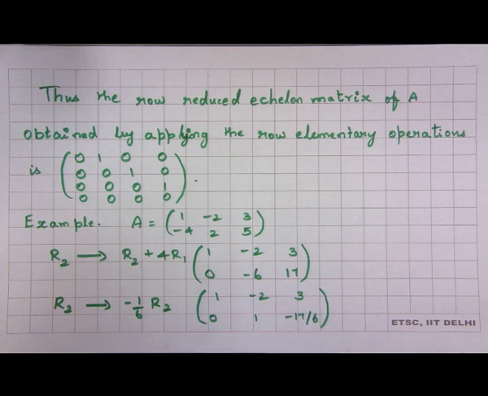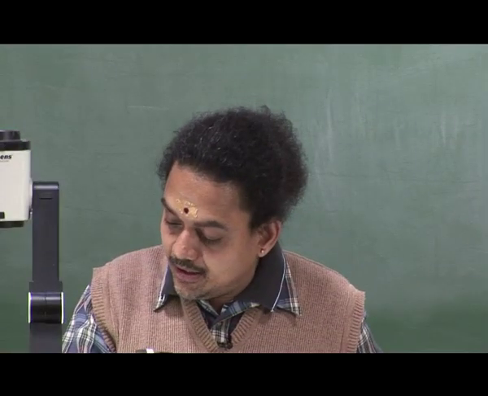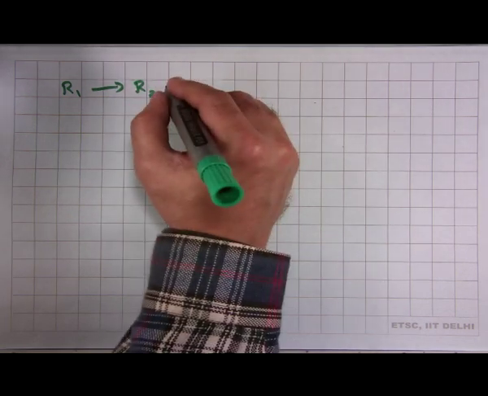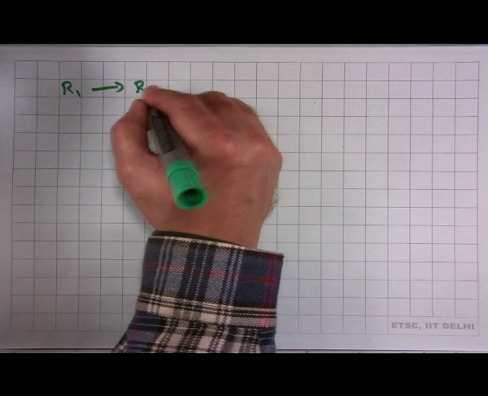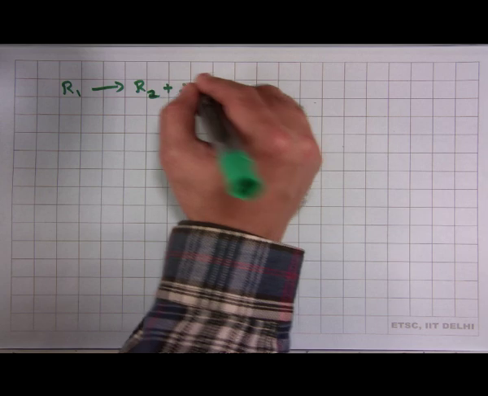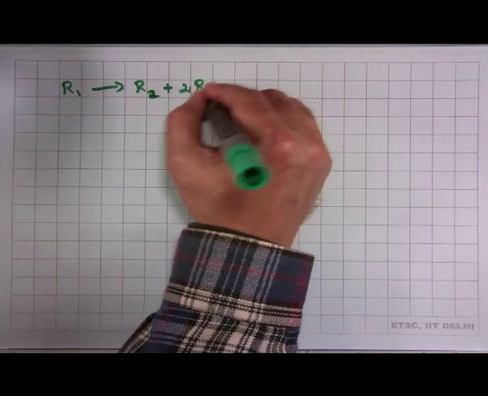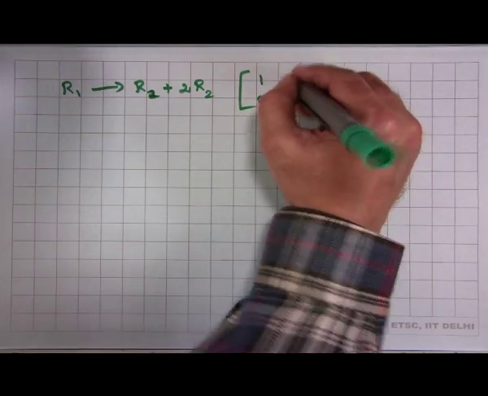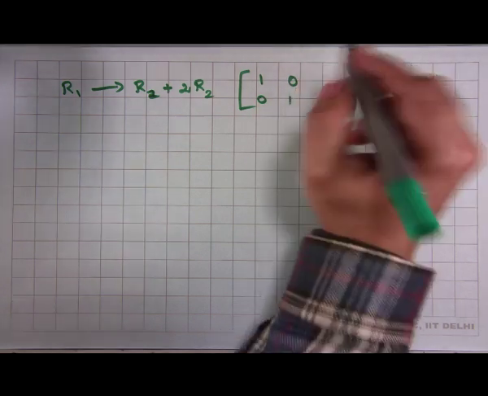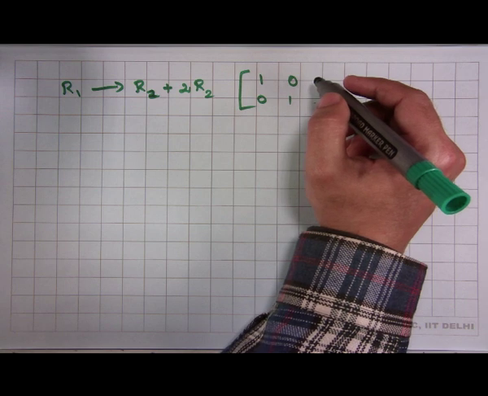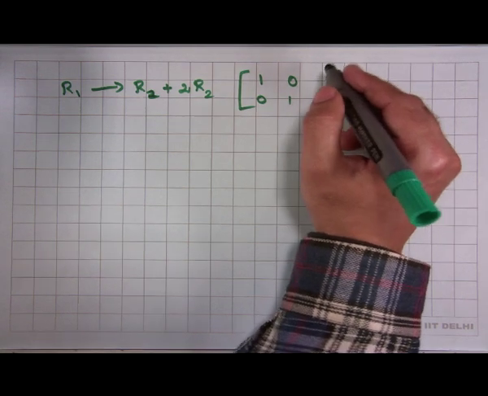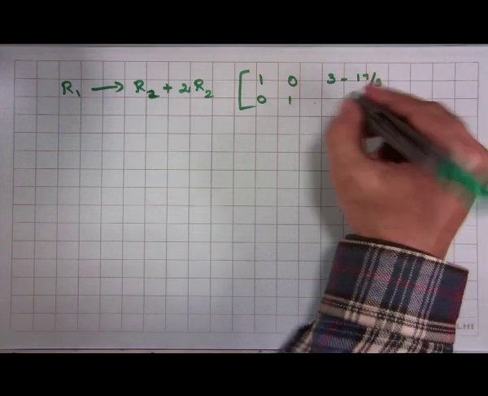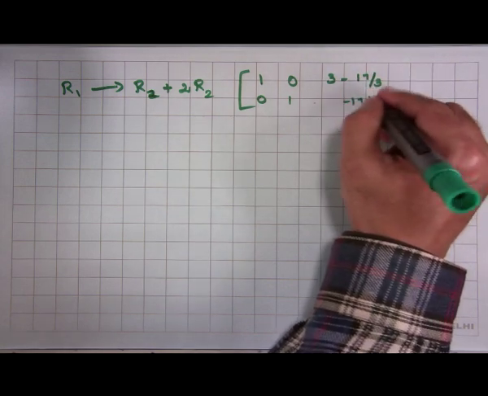Our next aim is to convert this -2 into 0. So, what will I do? I will replace R1 by R1 plus 2 times R2. I will have 1, and I want 0 here, and then R1 plus 2 times R2 gives 3 minus 17/3, and I will have -17/6.